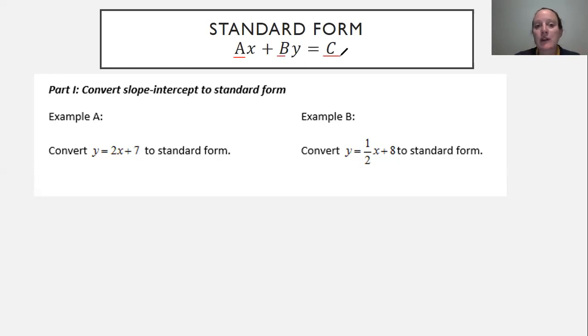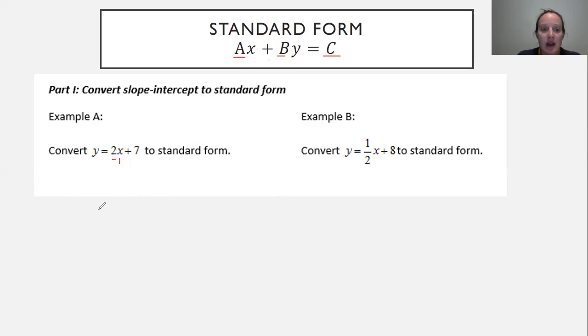So what happens if you are given a slope-intercept form and you're asked to convert it to standard form? Well, let's just try this. So I'm given y equals 2x plus 7, and I want to turn that into standard form. So notice on standard form here, right here, the y's and the x's are on the same side of the equation. So instead of trying to get x or y by itself, we're actually trying to get x to be at the same side. So I am going to subtract 2x.